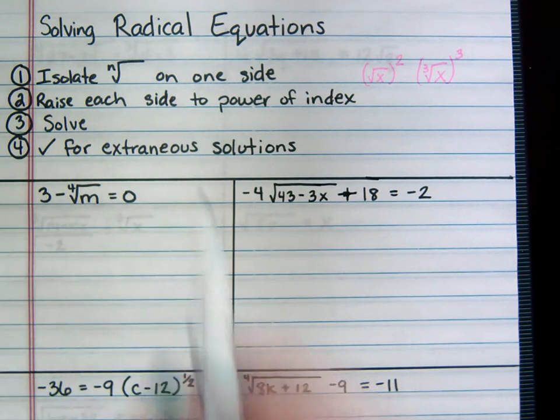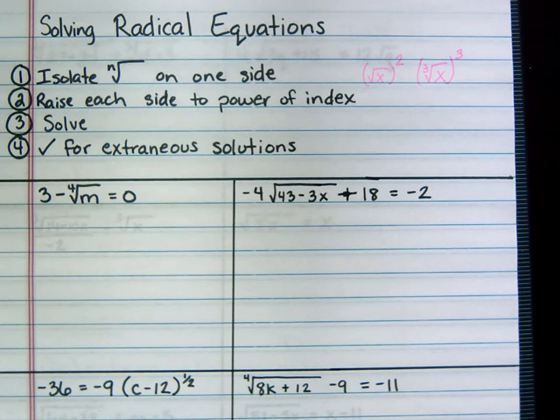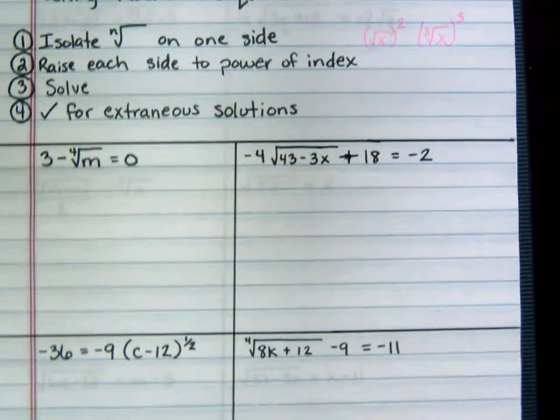Then you must check for what's called an extraneous solution. Now, an extraneous solution is one that, if you were to plug it back into the original equation, doesn't actually end up working. So let's go ahead and look at some examples.